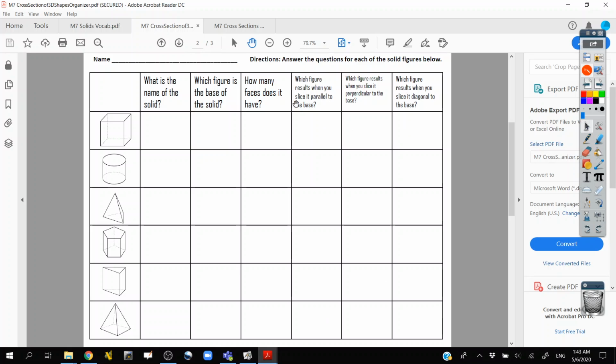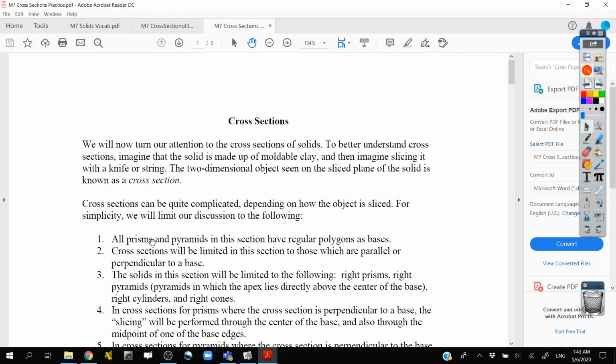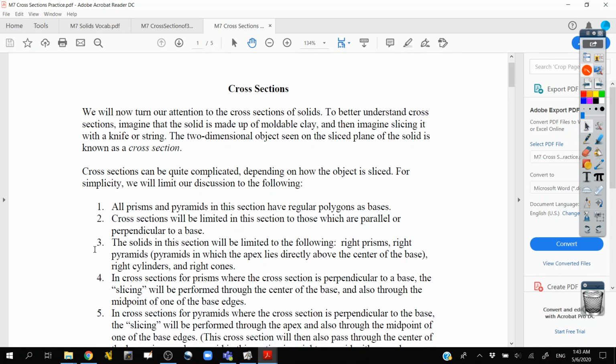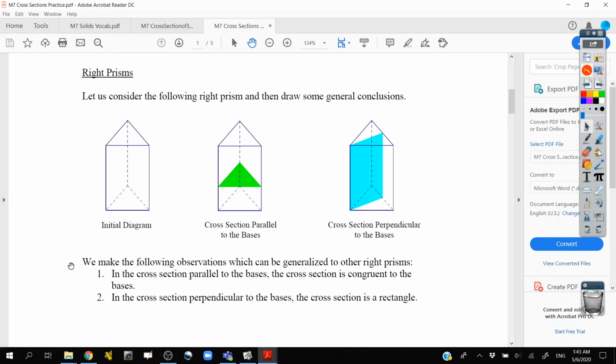Here's where we really get to it. We're talking about cross sections of these things. So I put this here and it has a ton of great description, and then at the end some problems that we'll get to maybe this morning, possibly later on today. If you read this, it really has awesome description. We look at prisms one at a time. Here's some right prisms, and they're talking about some cross sections in here.